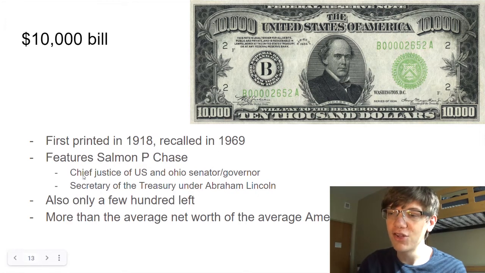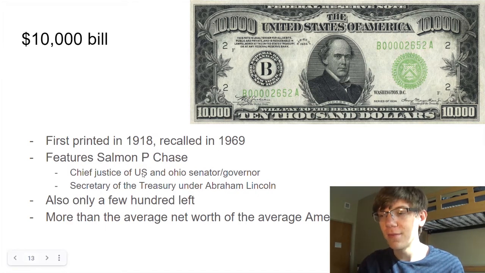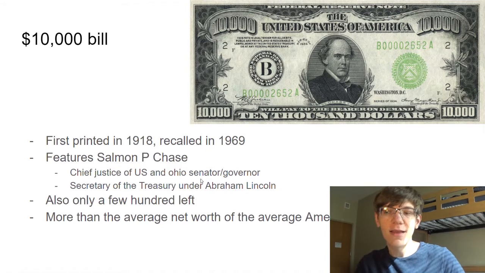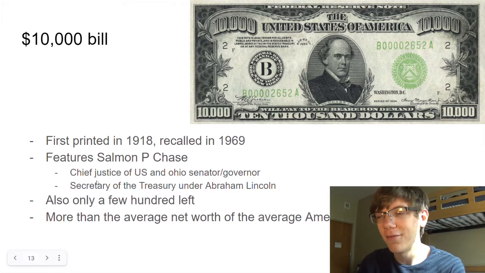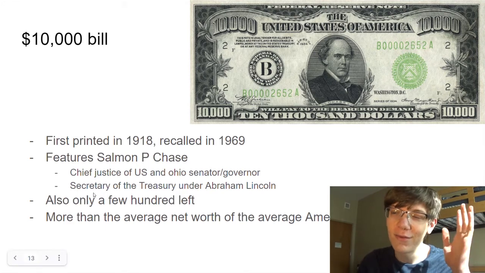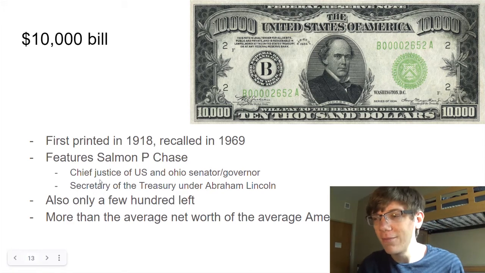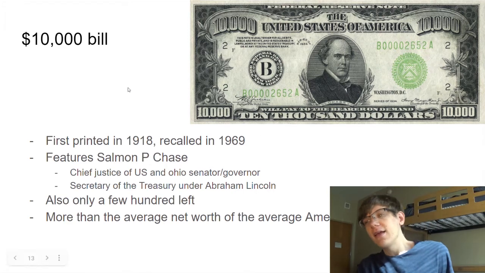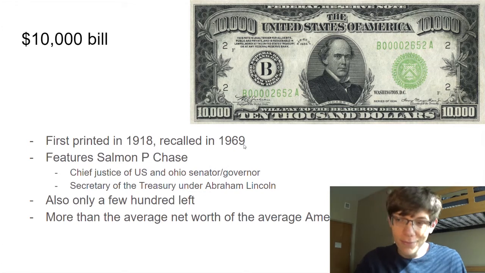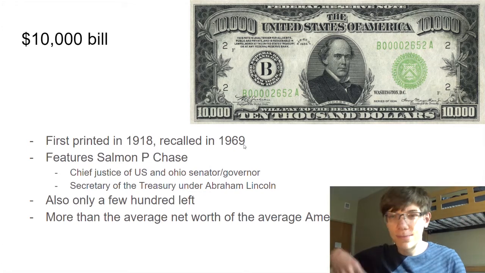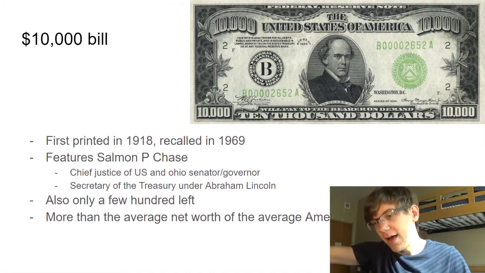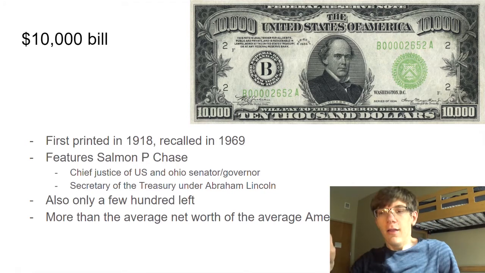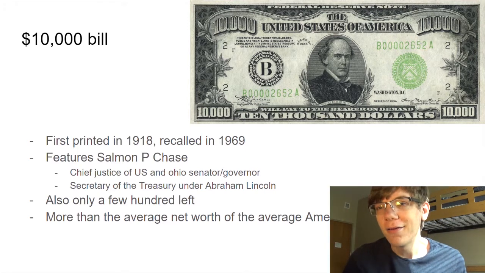Salmon P. Chase was the Chief Justice of the United States and Senator and Governor of Ohio. He also, this is probably why he's actually on the $10,000 bill, was the Secretary of the Treasury under Abraham Lincoln, which is a pretty big deal, I guess. First printed in 1918, and all that other jazz. Stopped being printed in 1945. Recalled in 1969. Yeah, you're all familiar with that.